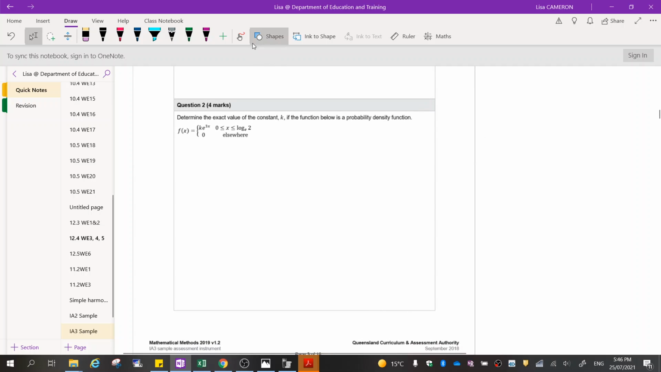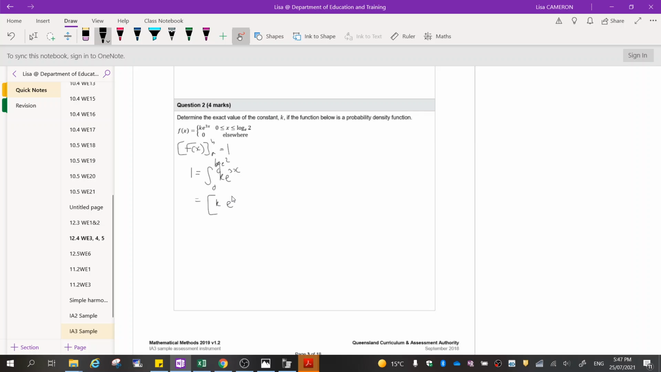Okay, question 2. Determine the exact value of the constant k if the function below is a probability density function. So if it is a probability density function, that means when I integrate it between our lower and upper bounds, it should equal 1. So 1 should be equal to the integral of ke^(3x) between 0 and log e 2. Okay, now next thing I'm going to do is integrate our function. So k is a constant at the front.